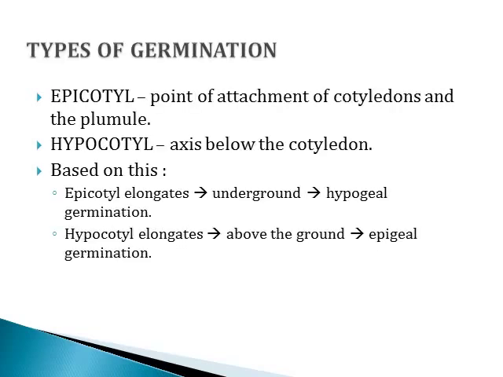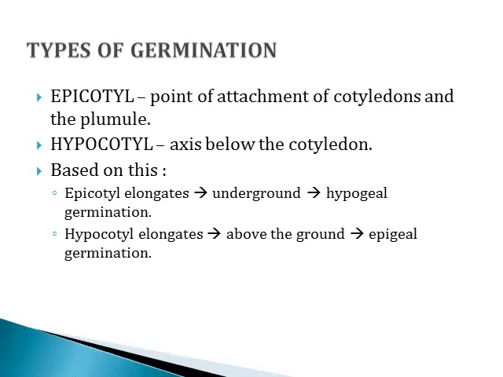Before entering into the types of germination, we must know what epicotyl and hypocotyl are. The epicotyl is the region of the axis between the point of attachment of the cotyledon and the plumule. And the hypocotyl is the axis below the cotyledon. Based on this, germination has been classified as hypogeal germination and epigeal germination.